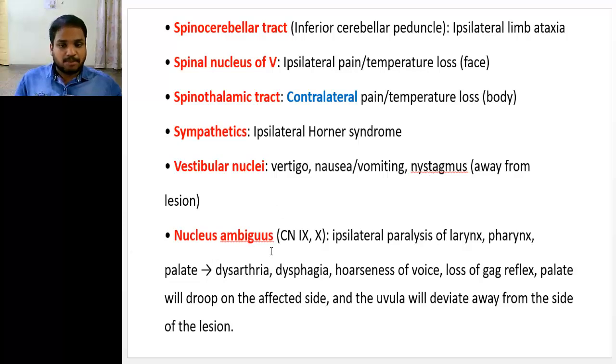And nucleus ambiguus, that is the cranial nerve 9 as well as 10, is involved. There would be ipsilateral paralysis of the larynx, pharynx as well as the palate, and hence there would be dysarthria, dysphagia, hoarseness of voice, loss of gag reflex, and the palate, what I have told you in the previous video, right? The palate will droop on the affected side and the uvula will deviate away from the side of the lesion. That is, the uvula will be pulled to the healthy side, right? So these are the features of lateral medullary syndrome. So this is how you are localizing the lateral medullary syndrome.